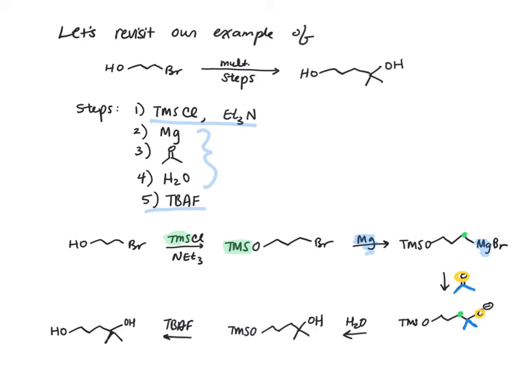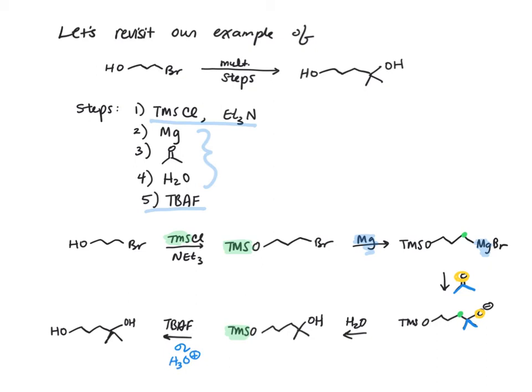Then when we treat with water in the next step, we protonate that oxygen atom to get to the neutral alcohol. And in our last step, we need to take this TMS group and remove it to form the alcohol, and we do that with our TBAF. Alternatively, we could use acidic water.